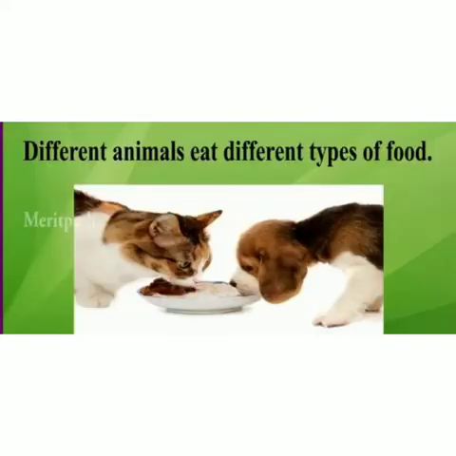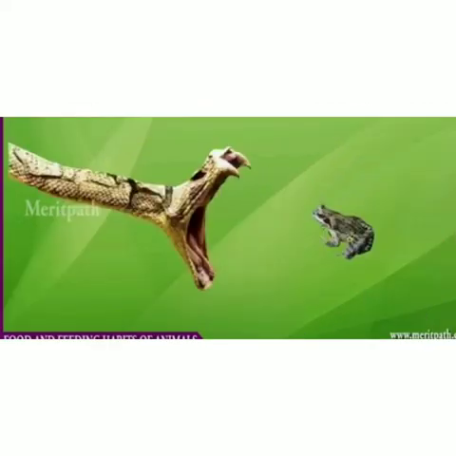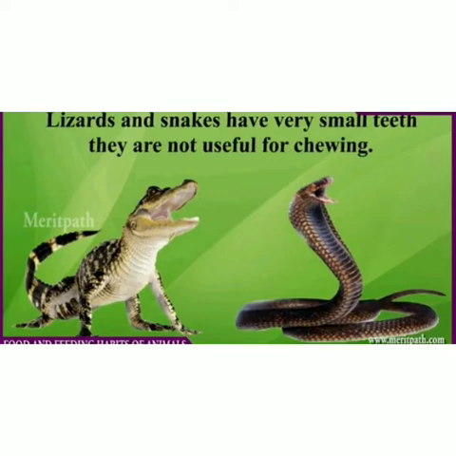Children, do all animals eat the same kind of food? No. Different animals eat different types of food. The manner of eating is also different. Their mouth is also modified to suit their mode of eating. See how the snake is eating the frog. Snakes and lizards swallow the food as a whole. They have very small teeth, but they are not useful for chewing. They swallow the food as a whole.